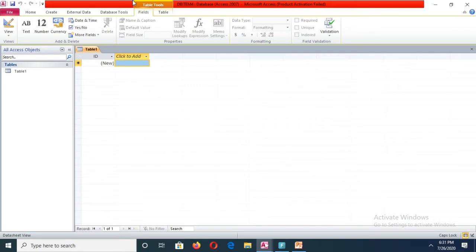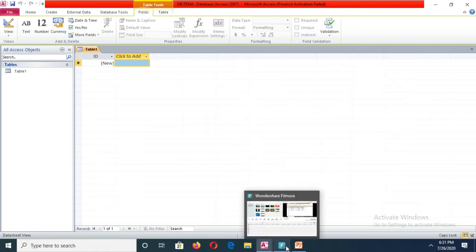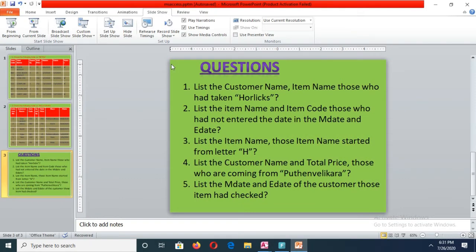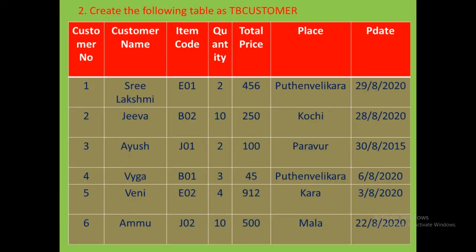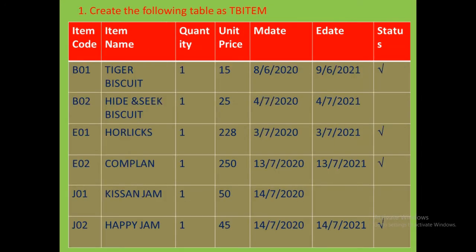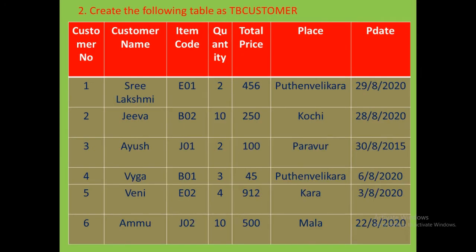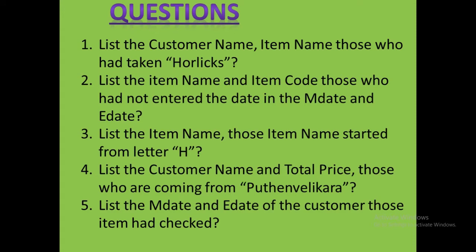From this there are different menus available here, and first we have to create the tables. Then let's check the question. How can you create the tables? First we will read the question. This is our question. We have two tables here. In the question, they have given two tables. The first table name is TB item: create the following table as TB item. And the second one is TB customer: create the following table as customer. And you have to do these questions.